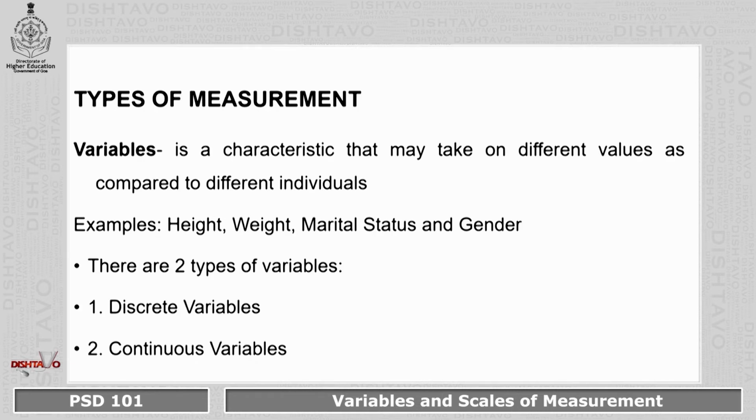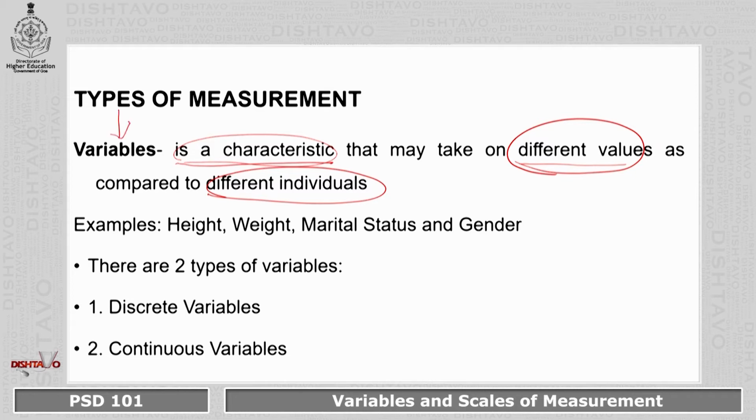So for the types of measurement, we first have to understand the concept of a variable. A variable is a characteristic that takes on different values as compared to different individuals. For example, height. If I say I am 5 feet 7 or you are 5 feet 5, I am talking about a characteristic that is taking on a different value as compared to different individuals. So any characteristic that does this is called a variable.